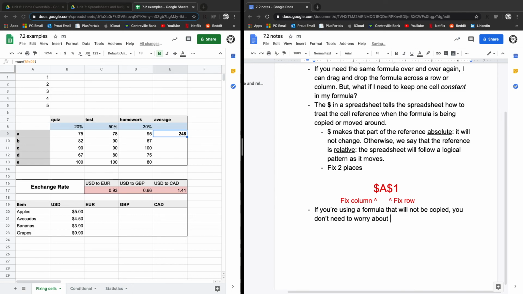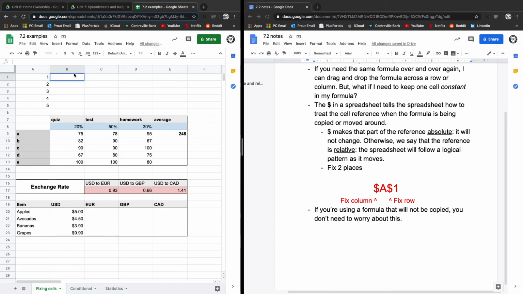But if you are, and you should, because copying formulas will save you a lot of time, then this is going to be helpful. So what is a relative cell reference? A relative cell reference is going to look like this.